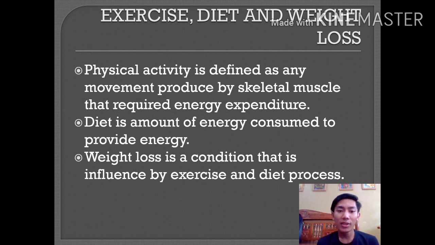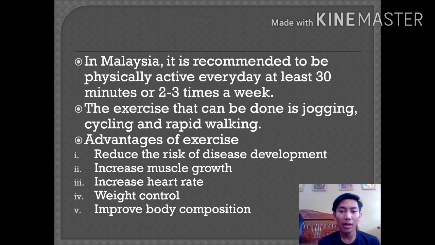Today, I will continue this presentation with exercise, diet, and weight loss. Okay, the first point is physical activity is defined as any movement produced by skeletal muscle that requires energy expenditure. Next, diet is the amount of energy consumed to provide energy. Weight loss is a condition that is influenced by exercise and the diet process. In Malaysia, it is recommended to be physically active every day, at least 30 minutes or 2 to 3 times a week. The exercises that can be done are jogging, cycling, and rapid walking.